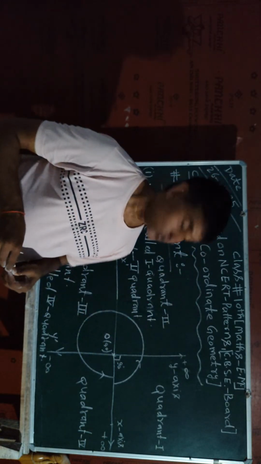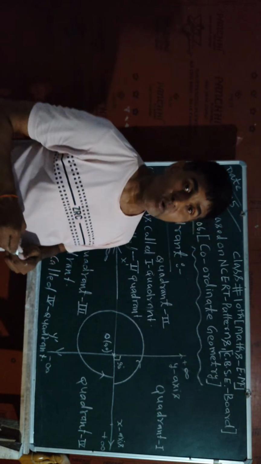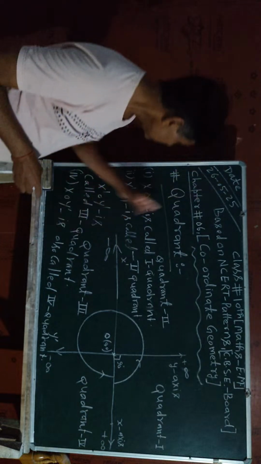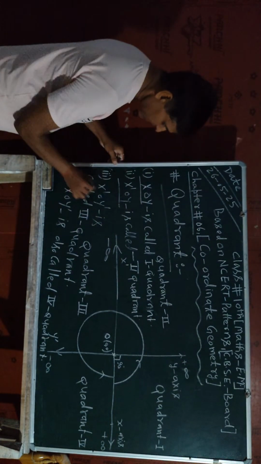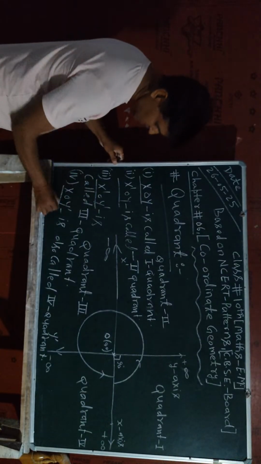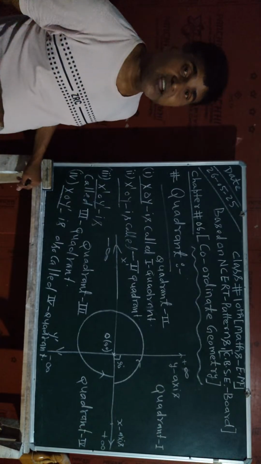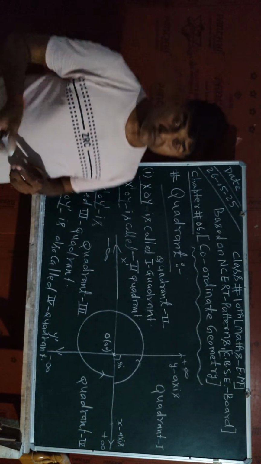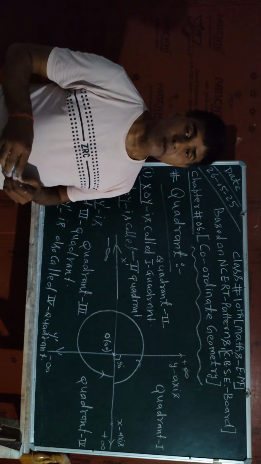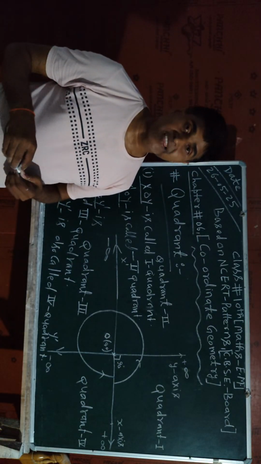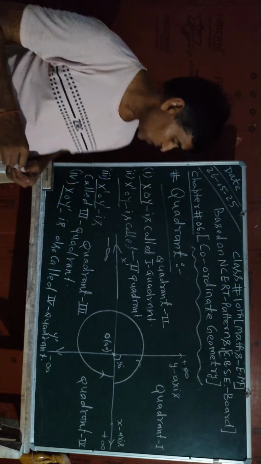Okay, students. So this is the information each and every student has to know. Now, about the quadrants, I have already explained in detail, and students have to know this information clearly. If a student has any confusion, doubt or issue, write it in the comment section, and I will see your comment and reply to it.